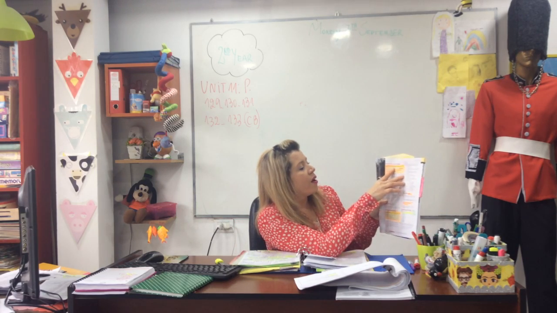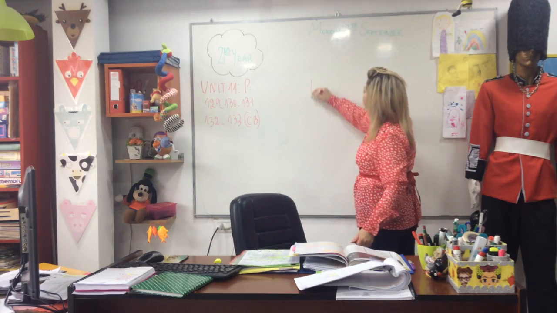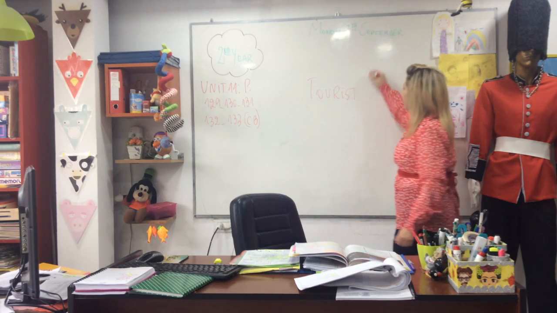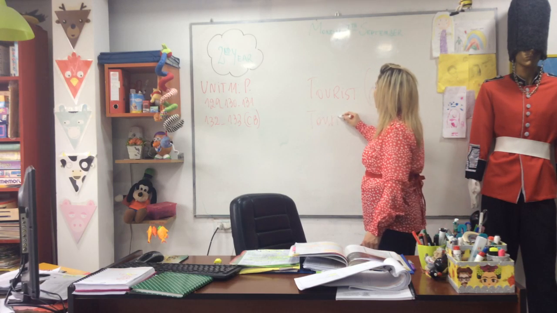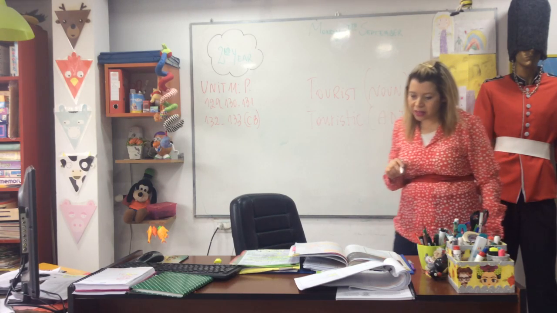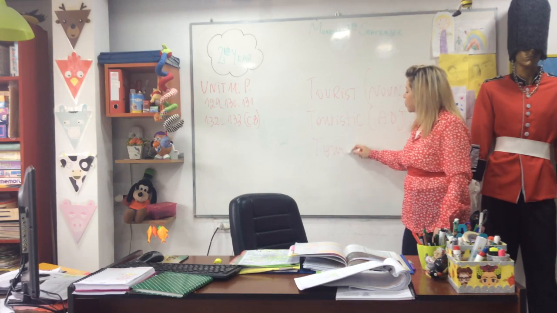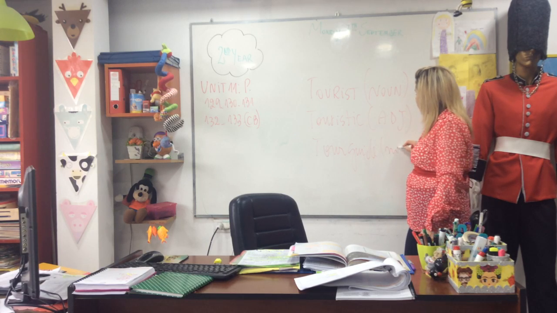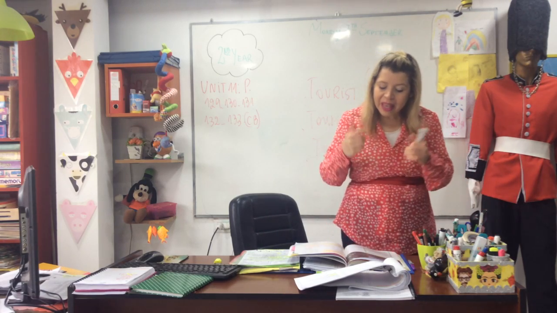Well, so we have word building here. Yes, so you have tourist. Seguimos con word building. So, tourist. ¿Qué clase de palabra es tourist? Noun. Muy bien, un sustantivo. Touristic. Adjetivo. This is a touristic place. And then you have tour guide. Tour guide. This is a noun too. Entonces, todas estas palabras pertenecen a word building. A las formas en que aprendemos.